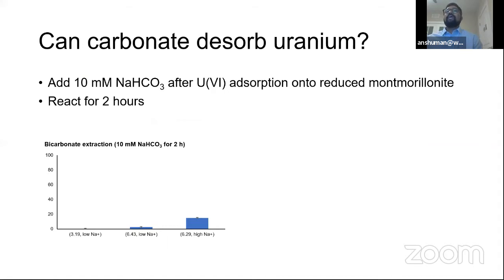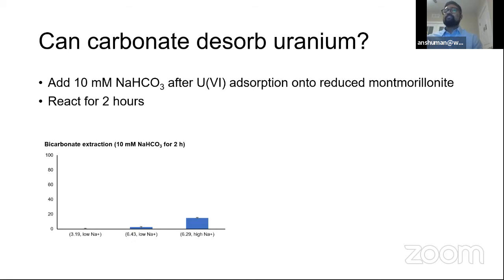So what we did, we added 10 millimolar sodium bicarbonate after the adsorption had taken place, and after 24 hours of reaction, we let it react for another 2 hours. And this is what we found. After 2 hours, only around 20% of uranium got extracted for the high sodium sample, whereas for both the low sodium samples, the extraction was very minimal.